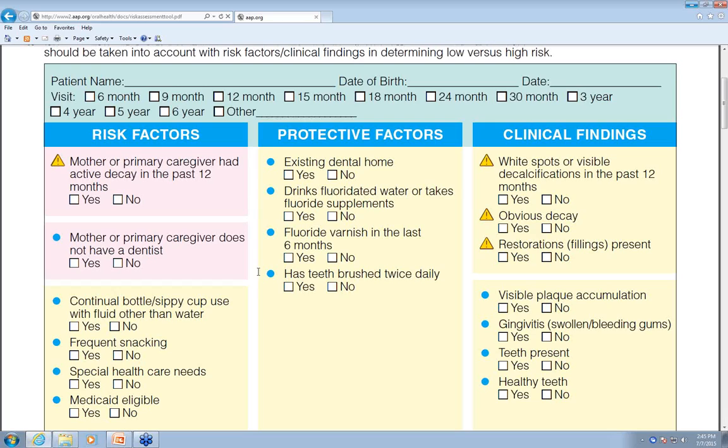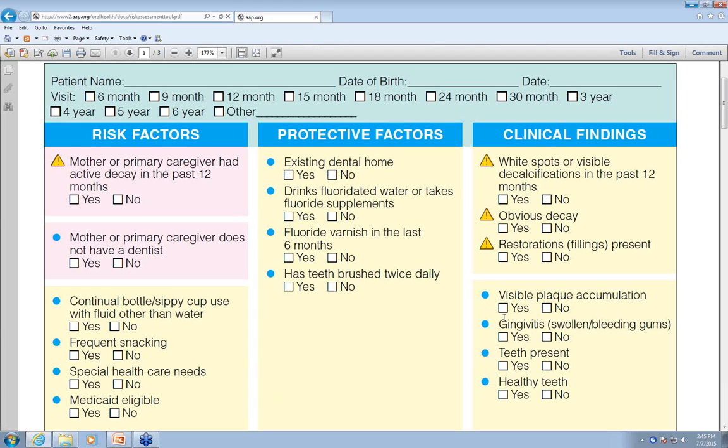When a patient is roomed, the LPN or assistant will ask about frequent snacking and determine their Medicaid eligibility, maybe if they've been to a dentist before, and then the provider assesses clinical findings.